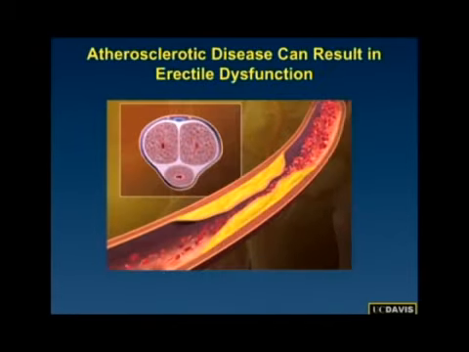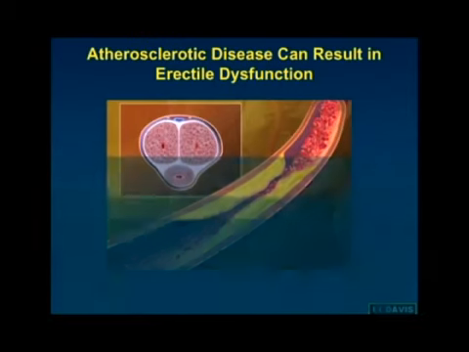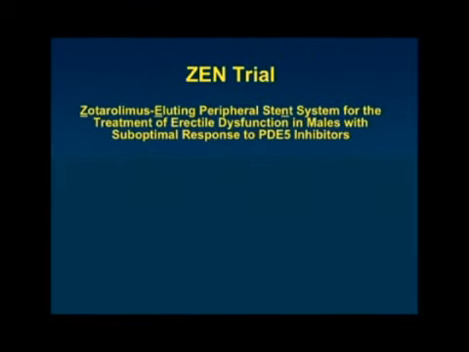If you have an atherosclerotic lesion, in some young men there are traumatic lesions or vessel injury, but in this case, an atherosclerotic lesion. There's poor inflow and therefore erectile dysfunction. So we've been involved in this so-called ZEN trial, which is the use of a zotarolimus-eluting peripheral stent system for the treatment of ED in men who've already tried Viagra or other PDE5 inhibitors and have had a suboptimal response.